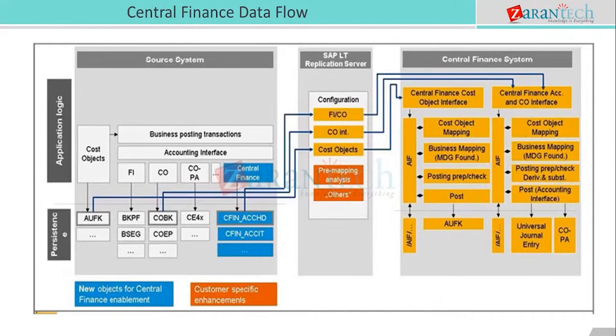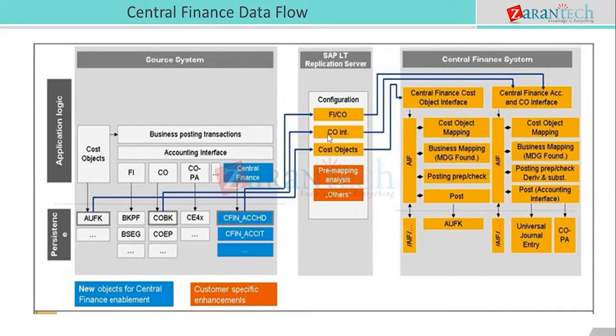One is called replication of FICO. So here you can see the first one. I'm using the word replication. When I call it replication of FICO, when you see this arrow mark, which table is it going to take the data from? It is going to flush the data from CFIN_ACCHD and CFIN_ACCID. Very, very important. So the FICO interface is going to flush the data from these two tables.